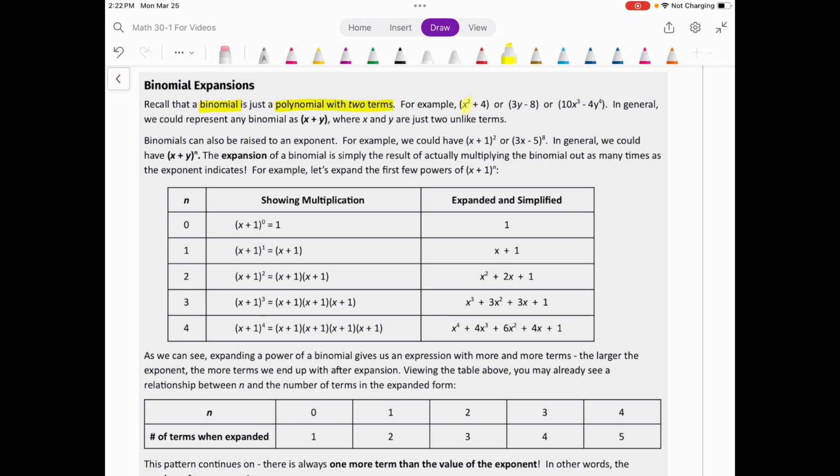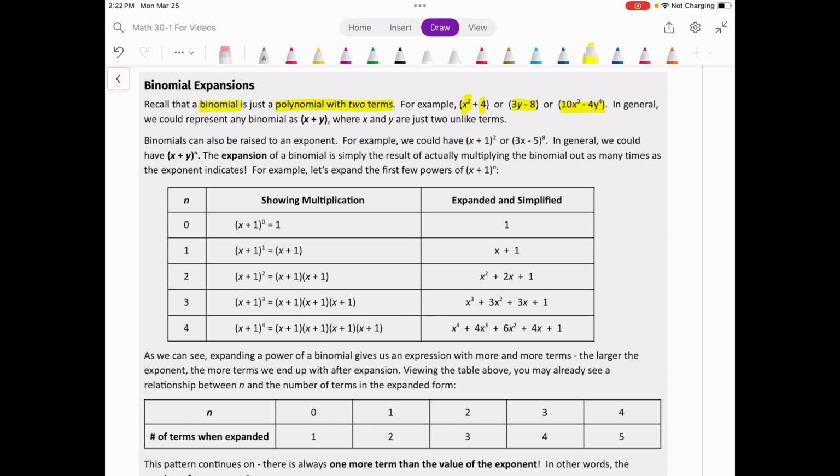So for example, x squared plus 4. That's a binomial. It has two terms, x squared and 4. Or 3y minus 8, two terms, 3y and negative 8, I guess you could call that. 10x cubed, that's one term, minus 4y to the power 4. That's the second term. So that's a binomial as well.